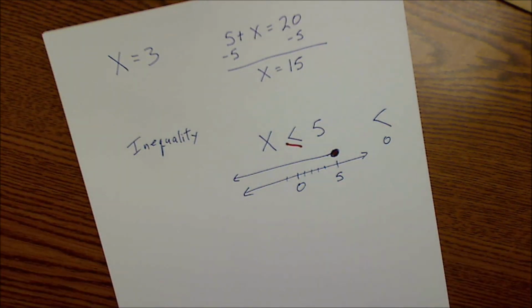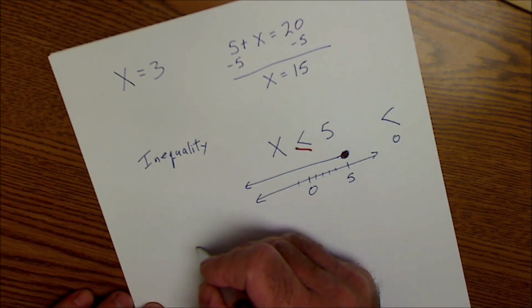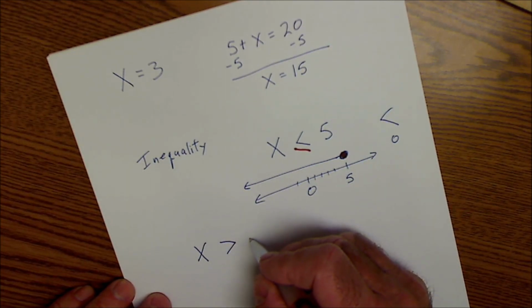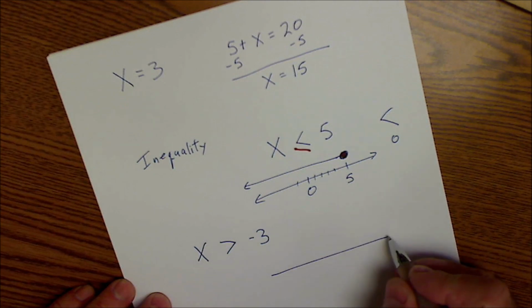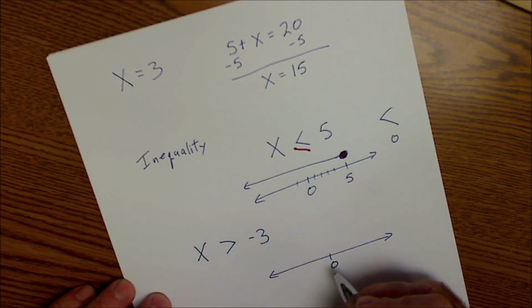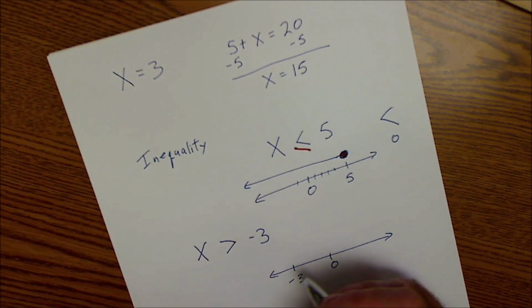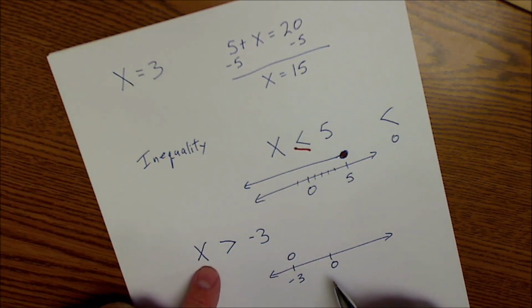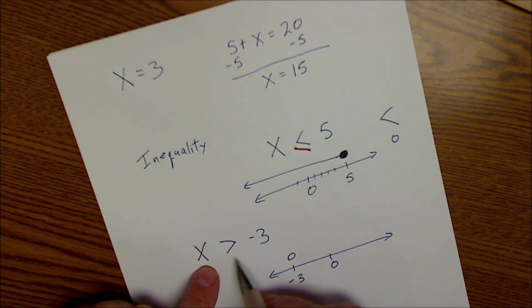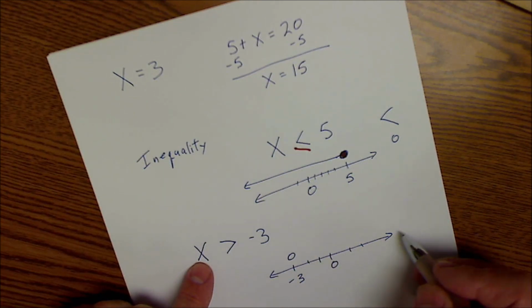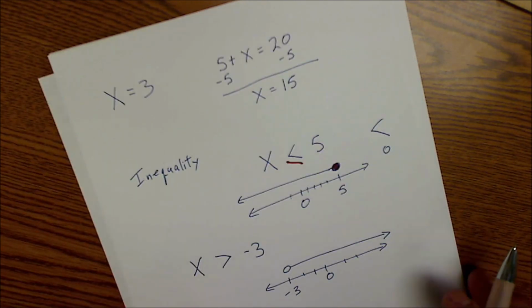So let's look at another one here. Let's say x is greater than -3. I'm going to draw my number line. Here's 0, here's -3. It does not include -3, so it's an open circle. And then it's everything greater, so something like -2, -1, 0, 1, 10, 20, a million. So it's an arrow going that way because it's greater than. Okay, let's look at another couple too.